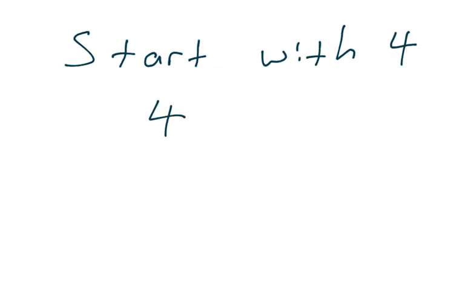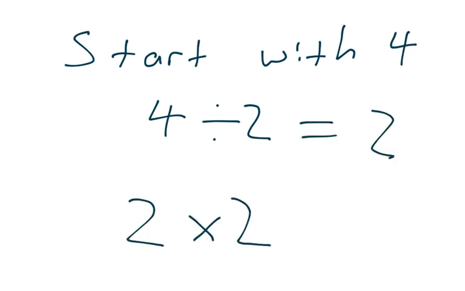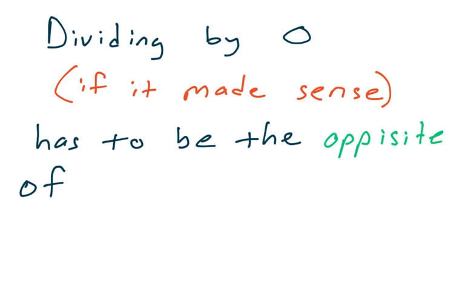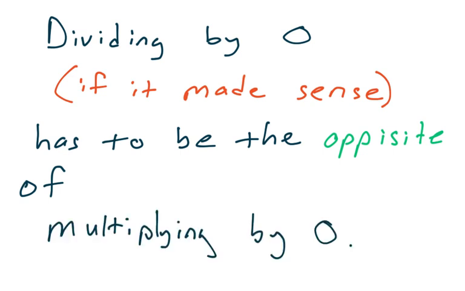Let's do another example. Start with 4. If we divide by 2, we get 2. And if we multiply by 2, we're back to 4. So dividing by 2 is the opposite of multiplying by 2. So dividing by 0, if it made any sense at all, has to be the opposite of what?